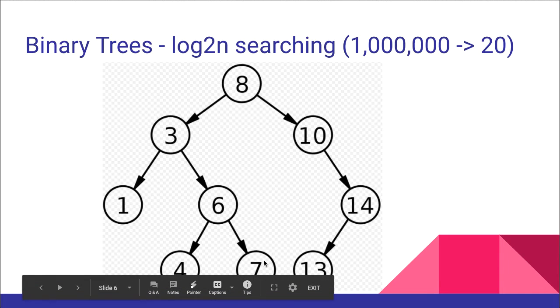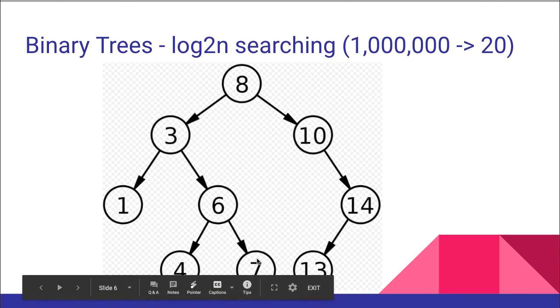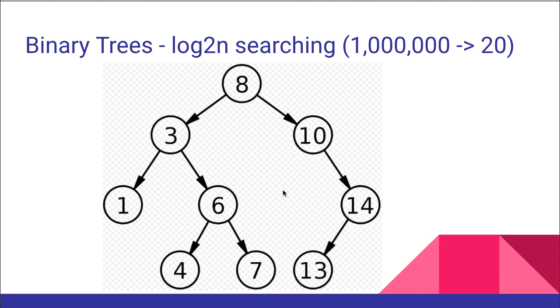If I had to do a linear search, it would have taken me 7 steps. 1, 2, 3, 4, 5, 6, 7. Here it's taken me 4 steps, right? Doesn't seem like a huge benefit for a small amount of data, but when you get into the millions, obviously 20 is faster than 500,000.